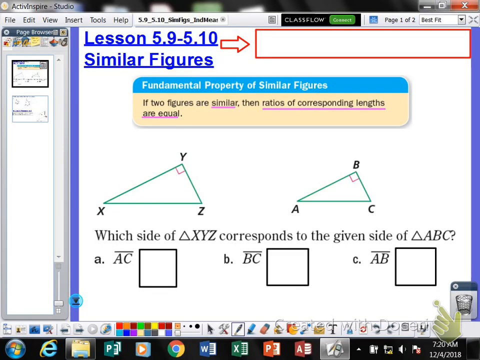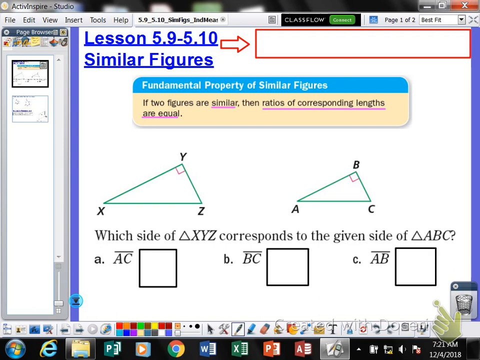All right, in the last two lessons, 5.9 and 5.10, we're going to talk about similar figures. The fundamental property of similar figures is that if two figures are similar, then the ratios of their corresponding lengths are equal. If we know that they are equal, then they're similar. If we know they're similar, then they're equal.